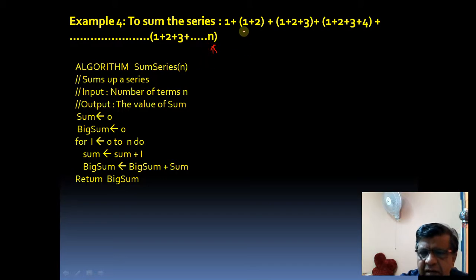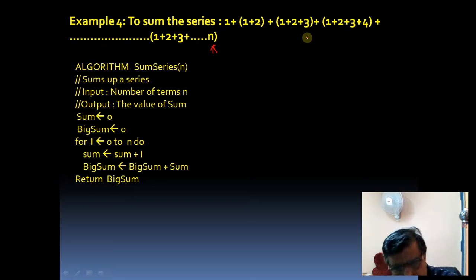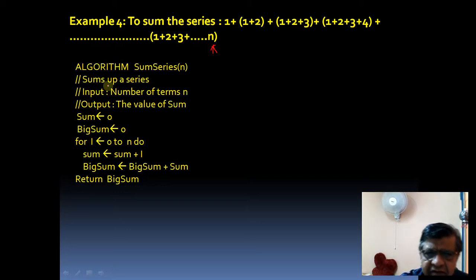If the number of terms equals 4, the answer should be 1 plus 3 is 4, 4 plus 1 is 5, 5 plus 2 is 7, 7 plus 3 equals 10. Okay, this is a summation of summation. Let us say sum series. The input is the number of terms. What it does is sum up a series. Input: number of terms n. Output: the value of sum.